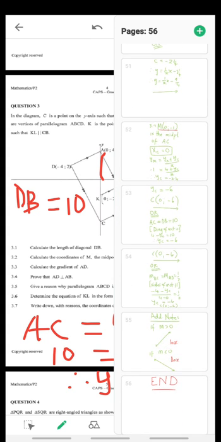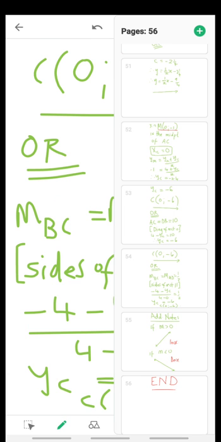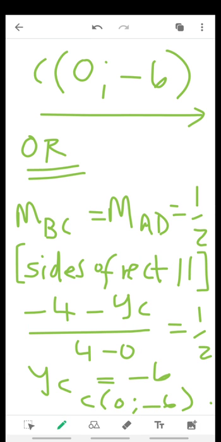Now the next thing is, I think this is what we've done. The other thing that we can do is use the gradient. The gradient of BC and AD will be equal to half because those sides of a rectangle are parallel, and therefore we would also find the coordinates of C. So you can choose one of the 3 methods and see which one is easiest for you.